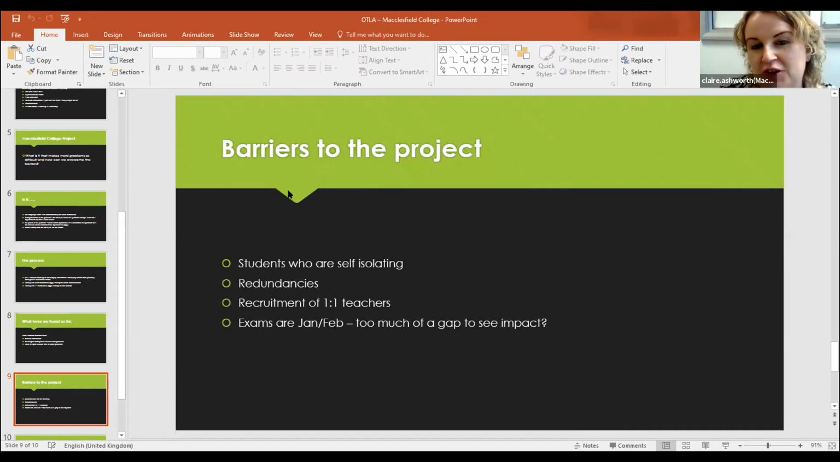So just a few barriers that I've found, which I think are probably very similar to what Natalie was saying. We're actually face-to-face here at Macclesfield, but with that comes students self-isolating left, right and centre. And one-to-one maths doesn't always lend itself to a Zoom. I've managed to do a Zoom, and I've been typing on the question with them as they answer questions. We've had quite a few redundancies which have not made it easy. We haven't been able to get a one-to-one teacher.